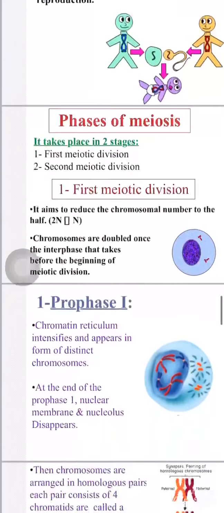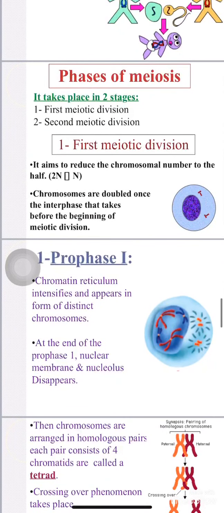Let's start the stages of meiosis. Meiosis takes place in two main stages: first meiotic division and second meiotic division. First meiotic and second meiotic. Okay. Before the first meiotic and second meiotic, there is the interphase stage, which is the same as in mitosis. In interphase, the cell prepares itself for undergoing the division and it duplicates its genetic material, okay, and undergoes certain processes.